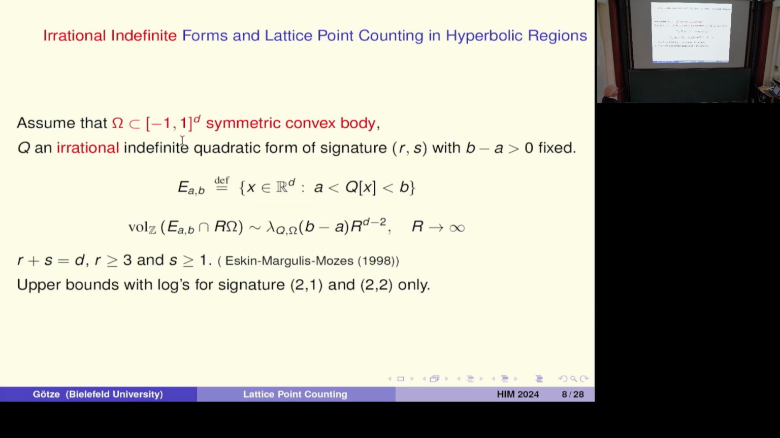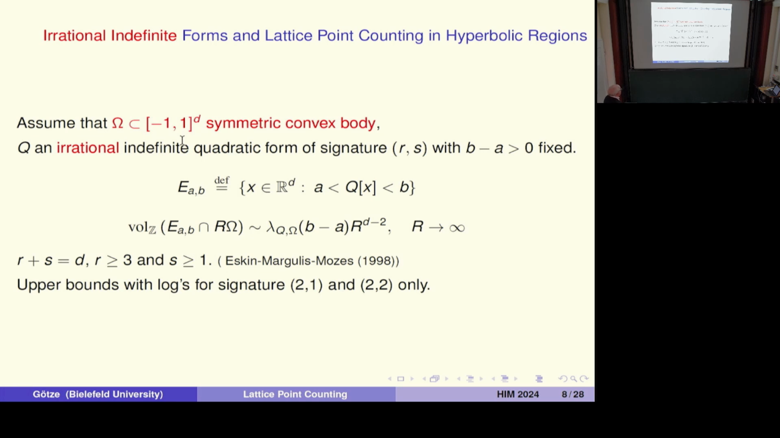Now, older results for the indefinite case were obtained by Margulis and his school, Eskin and Mozes, already in 1998. When you take the hyperboloid, that is, Q is indefinite, this shell is a hyperboloid shell, and that has an infinite number of lattice points, so you need to count all the lattice points in a certain window omega, which you scale up by a factor of r, a big window. And then you get a prefactor, depending on the width of the shell, and again r to the d minus 2.